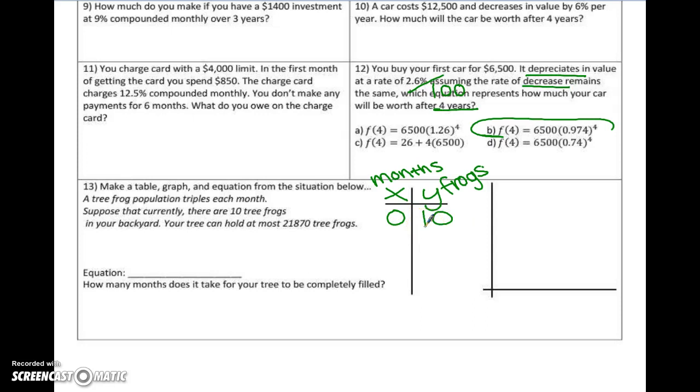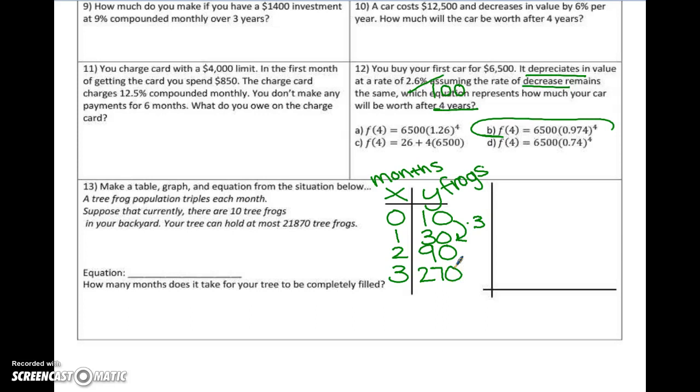And each month the frogs triple. So after 1 month the number 10 triples, or that's timesing by 3. So we're going to have 30. Then the next month the 30 triples. So 30 times 3, we get 90. And we would keep going and do the same thing. 90 times 3 is 270.